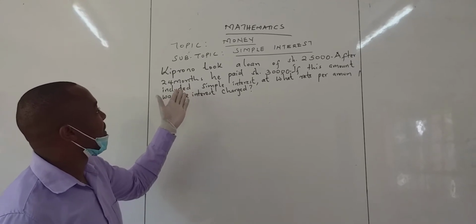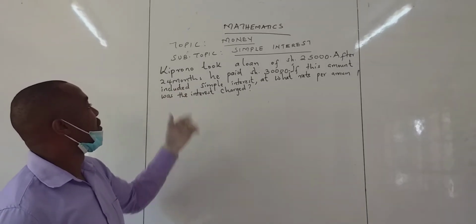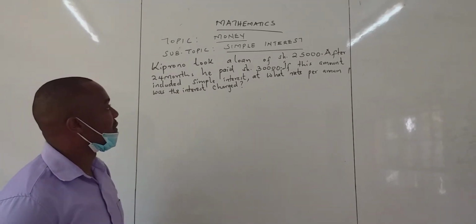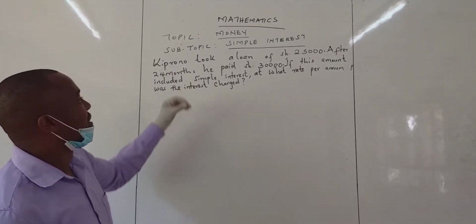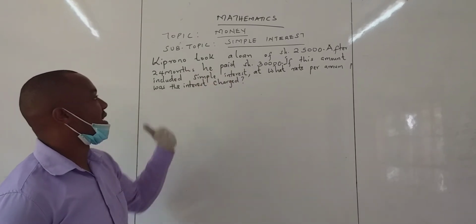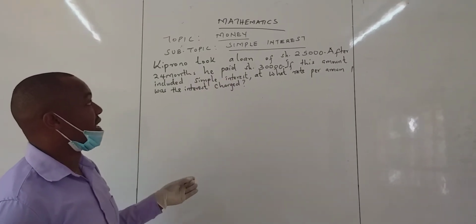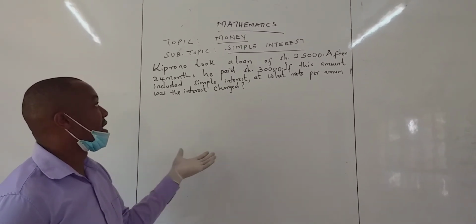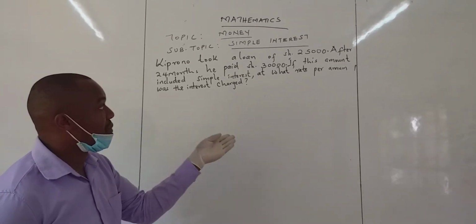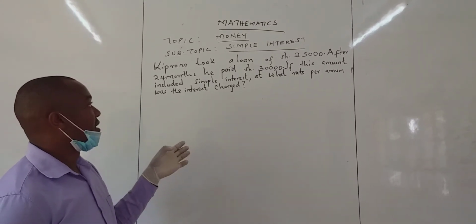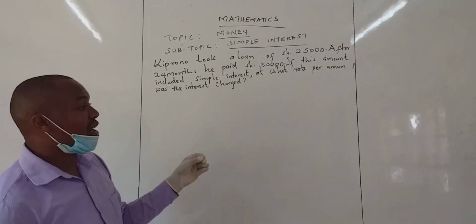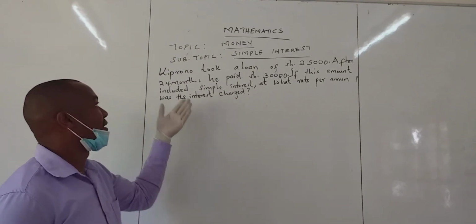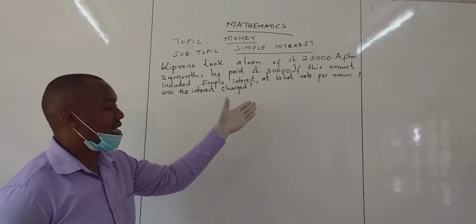Now, we're going to look at Kiprono. Kiprono here is just a young man who took some money from a bank. So Kiprono took a loan of 25,000 shillings, meaning that he was lent the money by the bank. This money did not belong to Kiprono. The money was for the bank, but the bank decided to give Kiprono some money so that he can go and do his project at home. After 24 months, he paid 30,000.